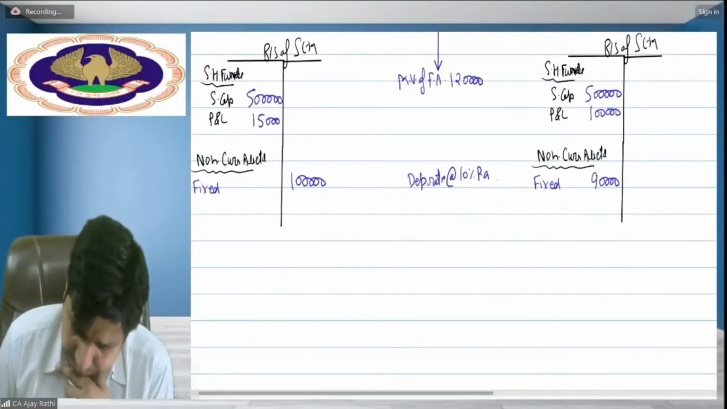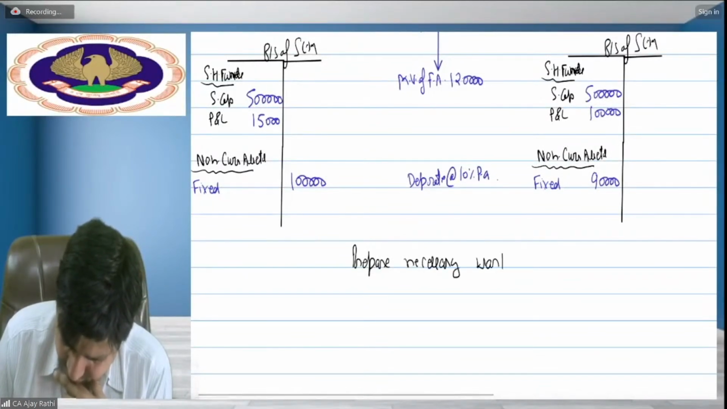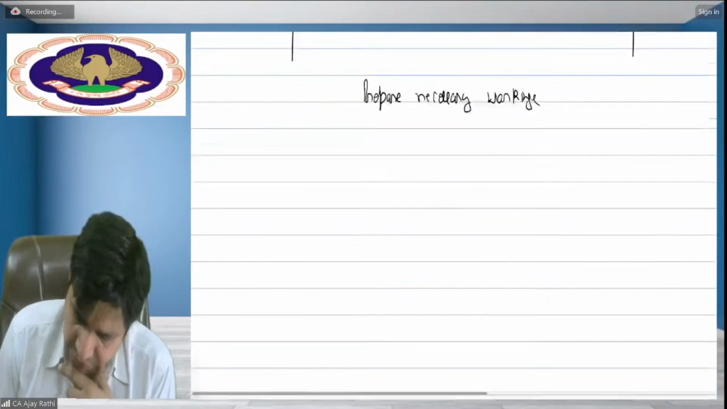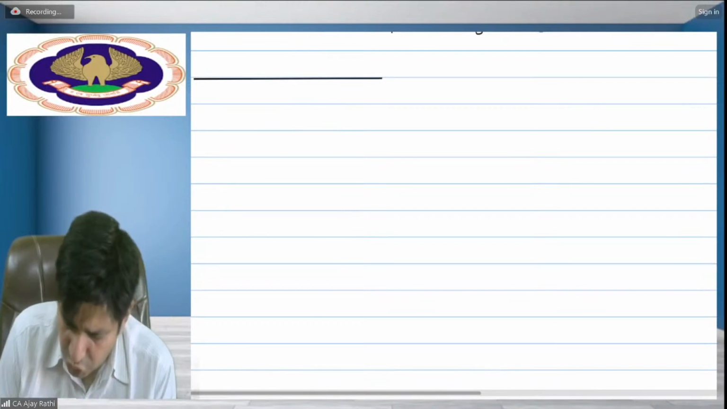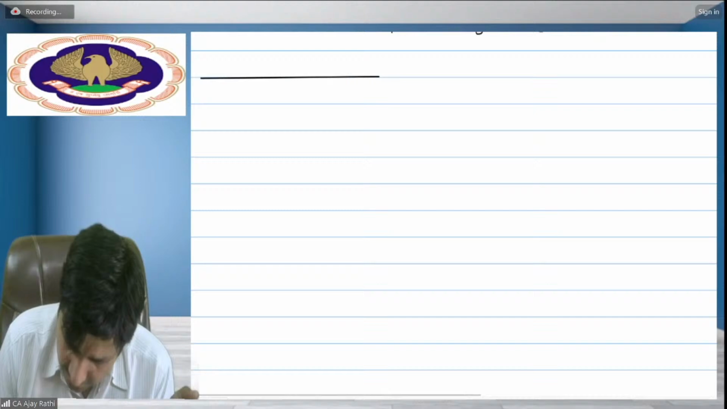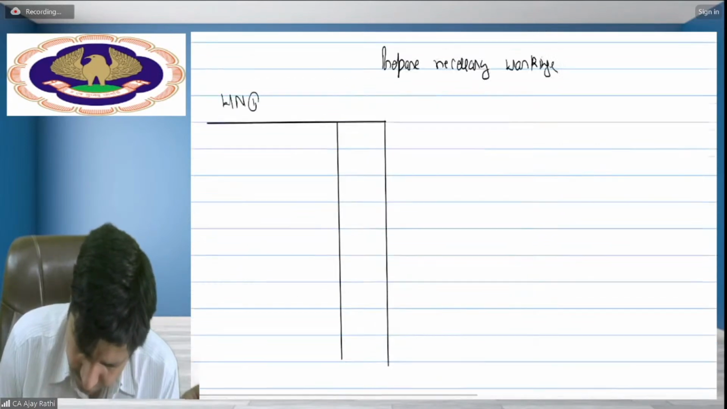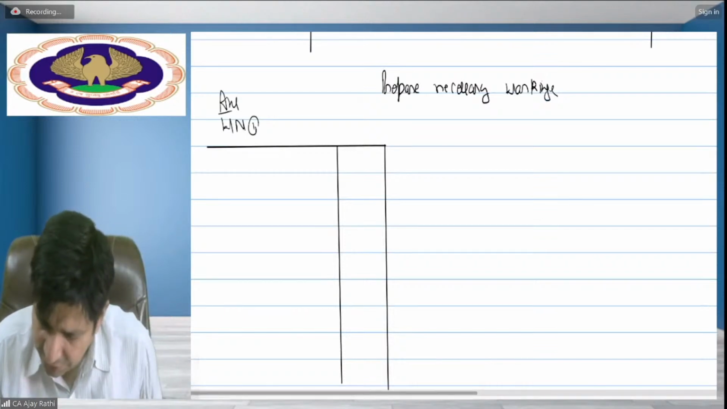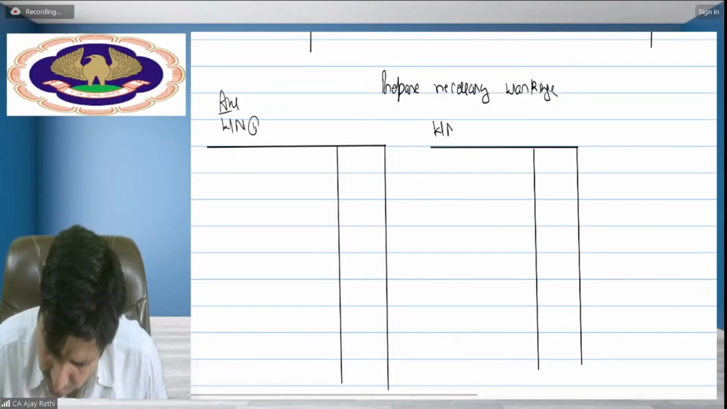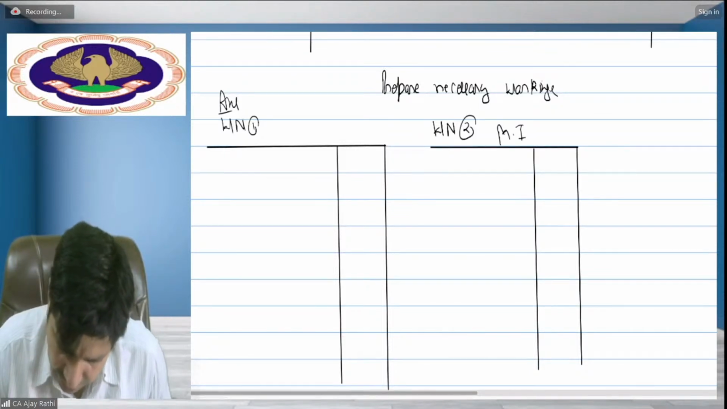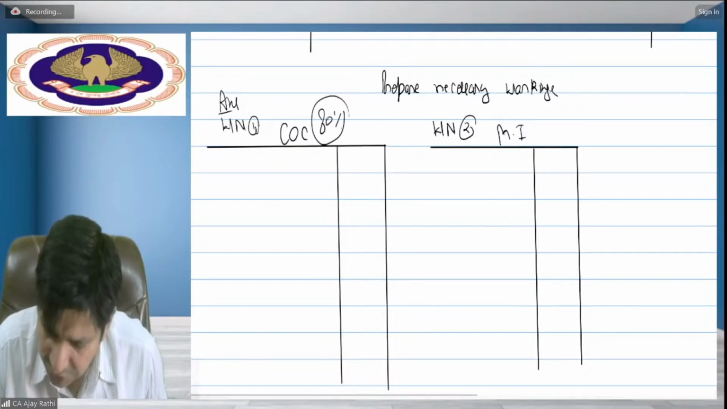Prepare an analysis of profit, prepare necessary workings. What shall we do in this case? There is no question of generating now, so I am directly preparing working notes. Working note number 1 is the consolidated cost of control, and working note number 2 is minority interest, of course. Here the percentage is 80% for this and 20% for this.